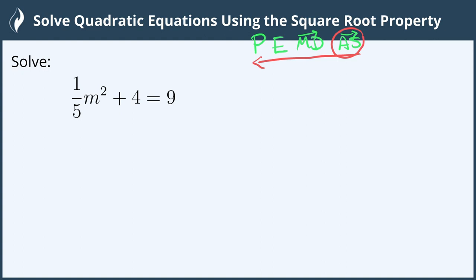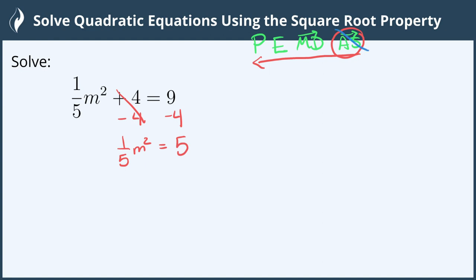So we're looking at adding and subtracting and doing the opposite of that. The thing we have here is a plus 4, so we need to subtract 4 from both sides. And we get 1/5 m squared left on the left side, and 9 minus 4 is 5 on the right side.